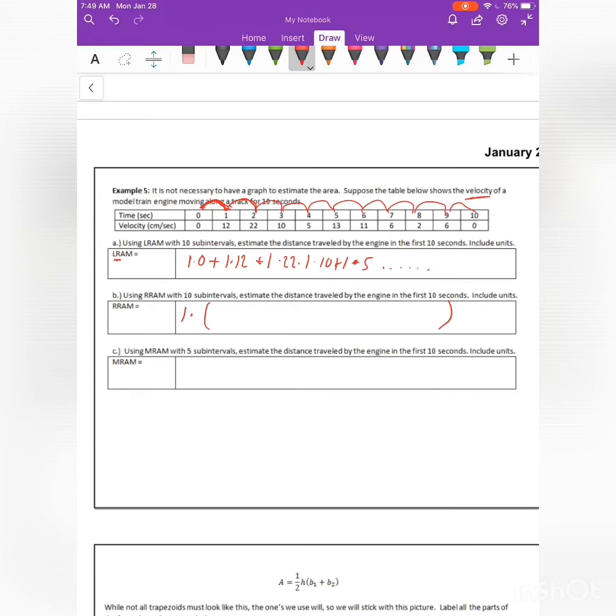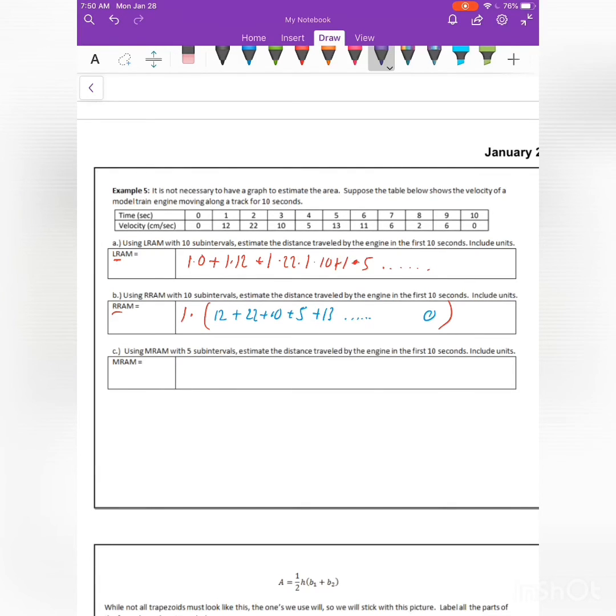up all the heights. But the right Riemann sum, especially of our first rectangle here, is important. It's not 0 first, it's going to be 12. And the next one's going to be 22, and then 10, and then 5, and then 13, and so on, and we're going to end at 0. So that's that. Now, this is what makes these very interesting.